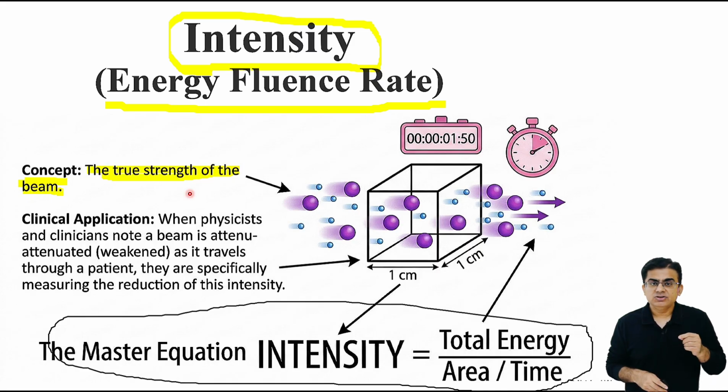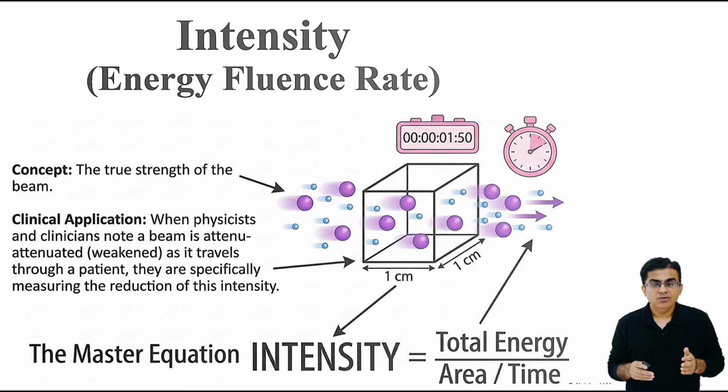Why is this specific word so important for you to remember? When you are in the clinic discussing a patient plan, you will often use the word attenuation. You might say the beam is attenuated as it travels deep into the tissue. When we say the beam is attenuated or weakened, we are specifically talking about the reduction of this intensity. We are measuring how much total energy is lost from our window every second. This is the core concept of beam attenuation that we will carry forward.